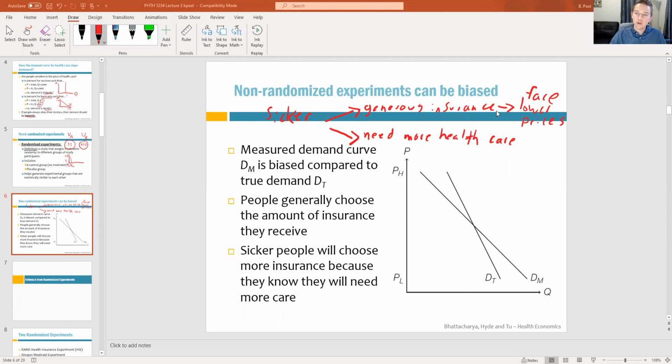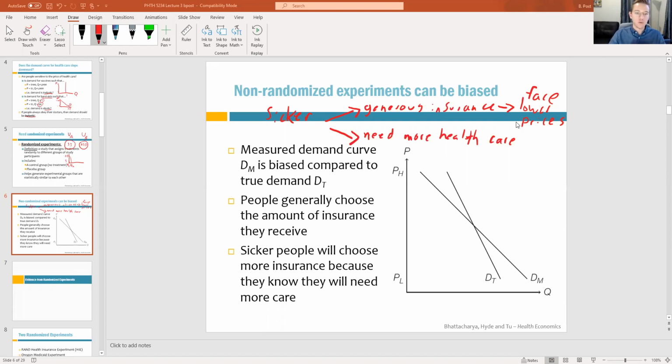What that means is that effectively you're going to face lower prices because you've got this really generous insurance. Maybe the hospital would have charged you $5,000 for something if you had worse insurance, but because you've got this fancy plan, you only have to pay $1,000. So effectively, you face lower prices than somebody who has cheaper insurance.